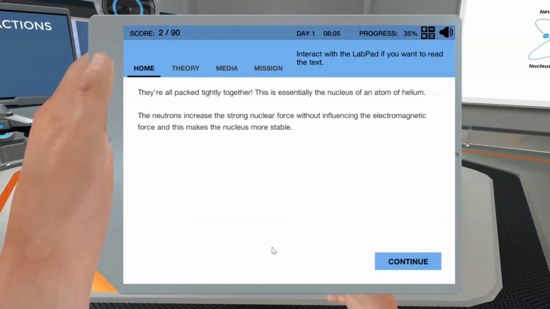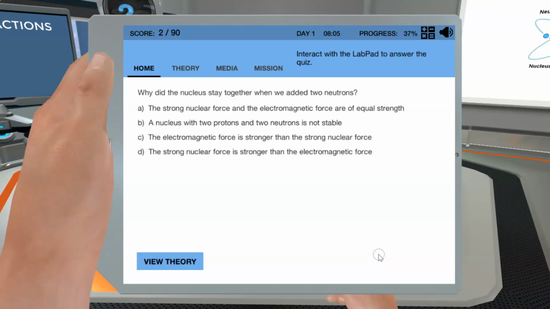They're all packed tightly together. This is essentially the nucleus of an atom of helium. The neutrons increase the strong nuclear force without influencing the electromagnetic force, and this makes the nucleus more stable. Why did the nucleus stay together when we added 2 neutrons?